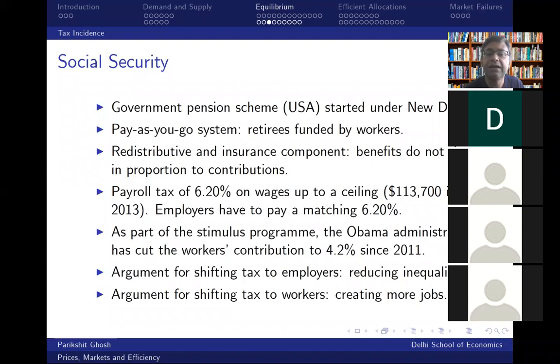Vibhuti just said. I hope I didn't mangle your name. So it's Vibhu. Vibhu, okay.